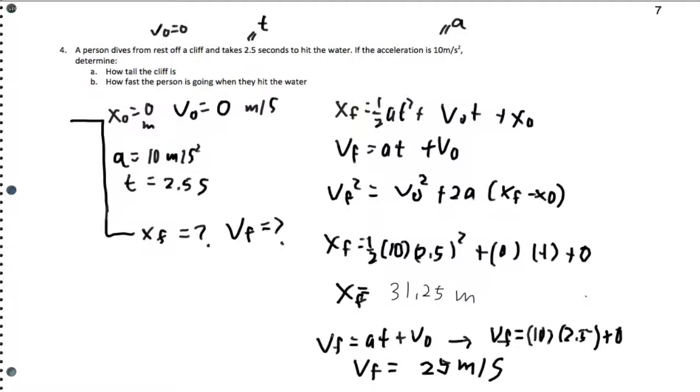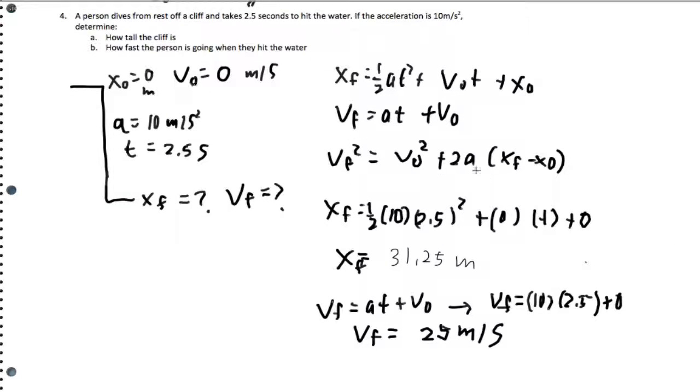Now let's be clear on something. Let's make sure we've actually solved what we asked for. They asked us how tall the cliff is, and I got that this final distance down is 31.25 meters from the top. So it's kind of logical that I traveled a distance of 31.25 to hit the water, so that tells me the cliff height is 31.25 meters. Similarly, I've got the speed of 25 meters per second, and that's the answer to number 4.